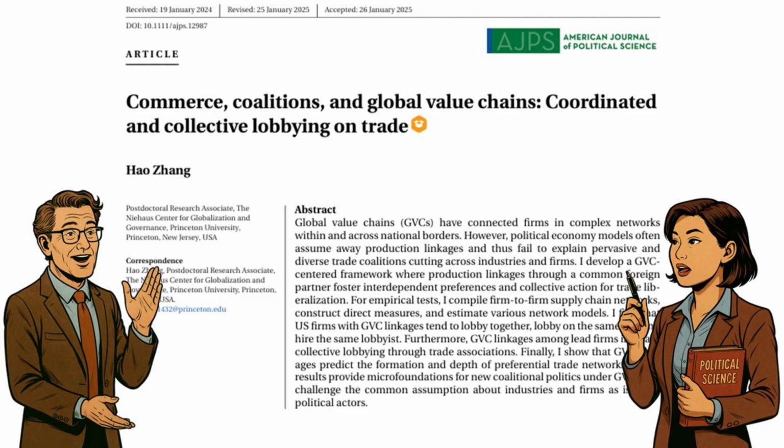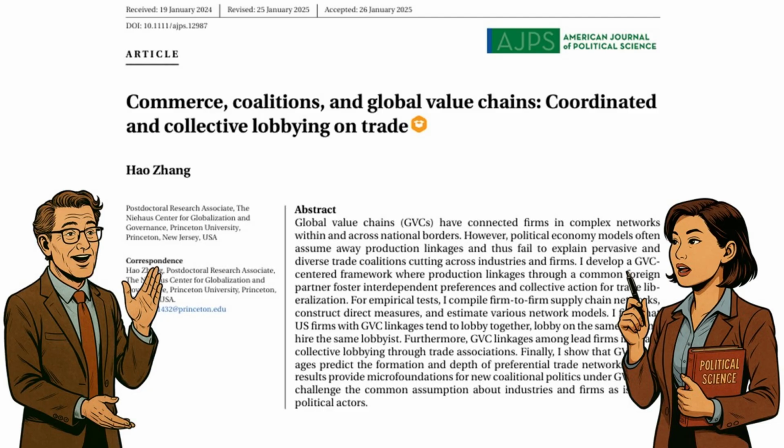Most traditional models treat industries or firms as isolated actors, predicting lobbying patterns based on factor endowments, industry type, or firm-specific traits. This article challenges that by showing how interconnected production networks can cut across those categories, fostering coalitions that established theories don't fully explain. What's the research design? What kind of data and methods does the author use?